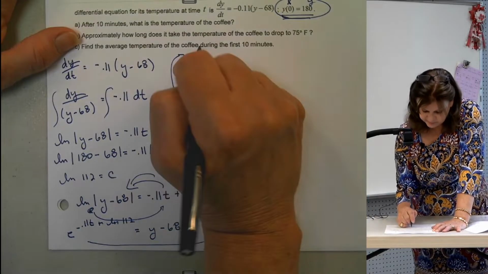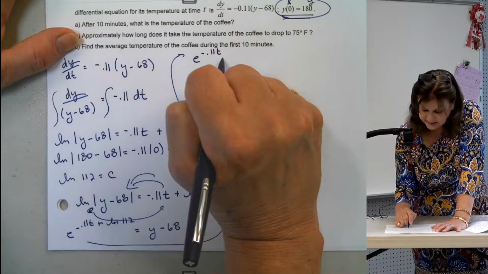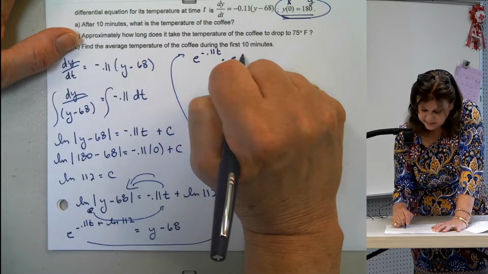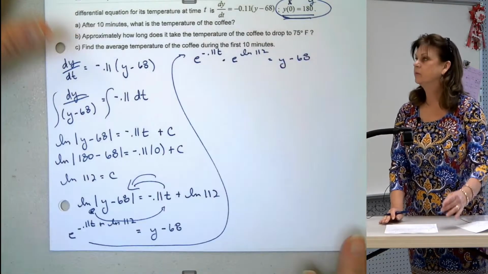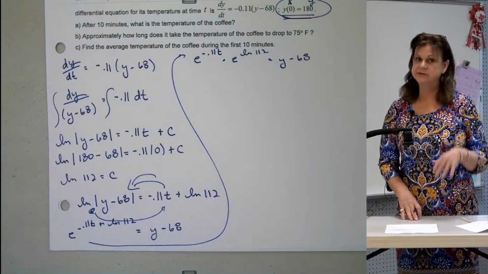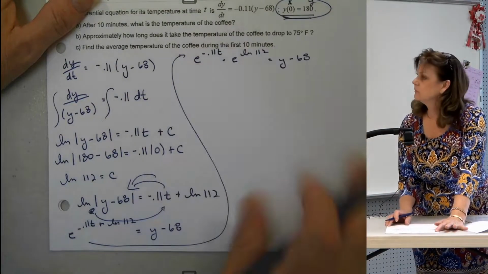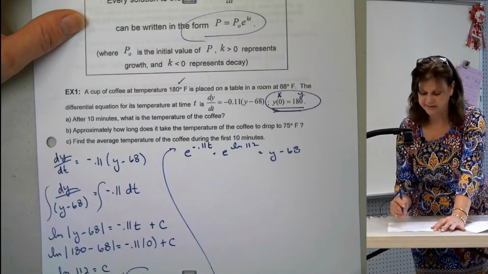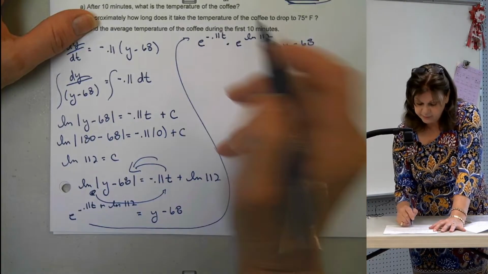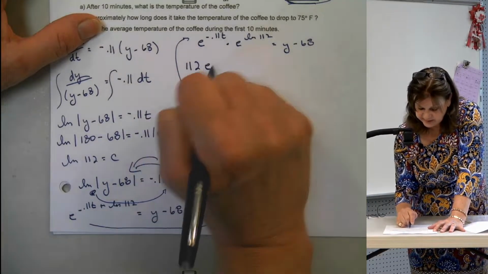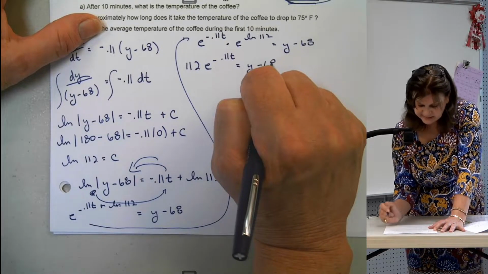So remember, we talked about this yesterday and the day before. We have e to the negative 0.11 t times e to the ln 112. Well, e to the ln 112 is 112, base log base. We talked about CERT yesterday. Today it's going to be PERT. So here we go. We have 112 e to the negative 0.11 t equals y minus 68.